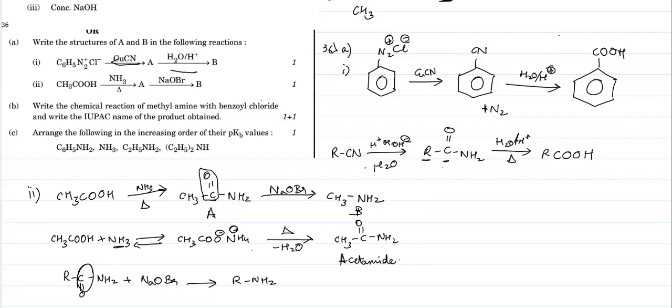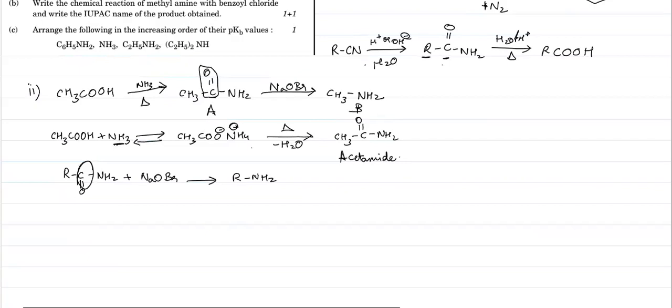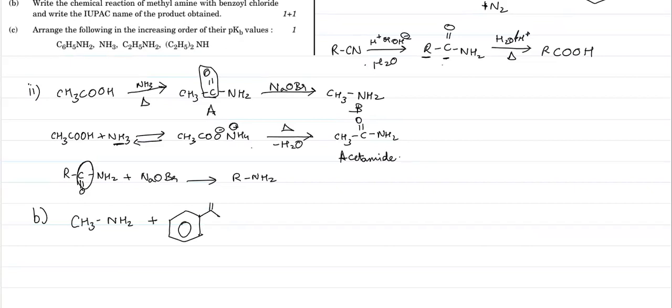And the next question, the last one for this paper, is: write the chemical reaction of methylamine with benzoyl chloride and write the IUPAC name of the product obtained. So let's write the reactants that they've given us and then go from there. They're talking about methylamine, which is CH3NH2, and this is reacting with benzoyl chloride, so a benzene ring and COCl. So these two are reacting. What should the product be?